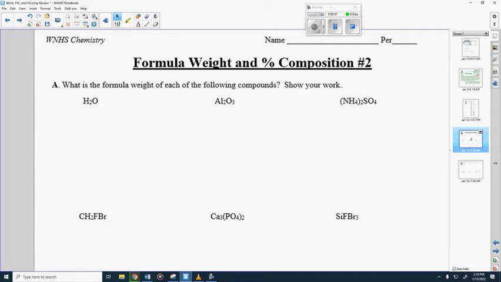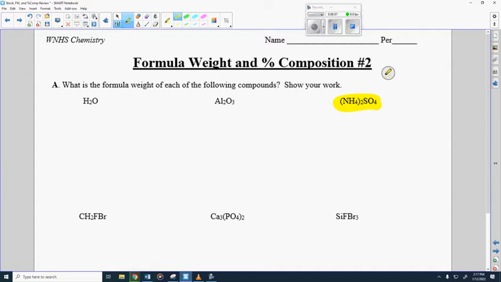Now let's talk about some formula weight and some percent composition, okay? Formula weight, percent composition. We're going to do a problem or 2 on the front, and then we're going to try one on the back, and then we're going to be good to go. So the first one we're going to try here is this guy, (NH4)2SO4. So the very first thing we're going to do is we're going to write down every element that is in this formula.